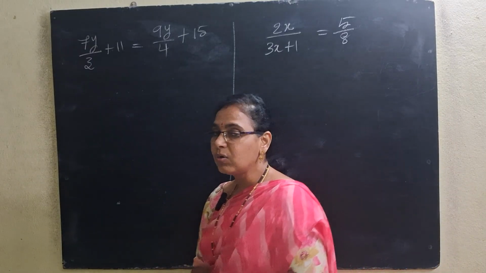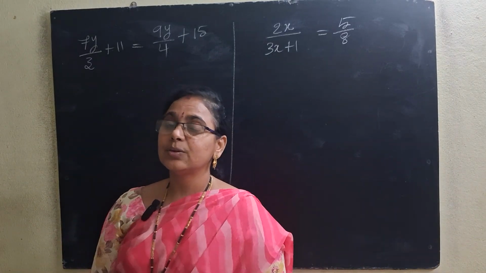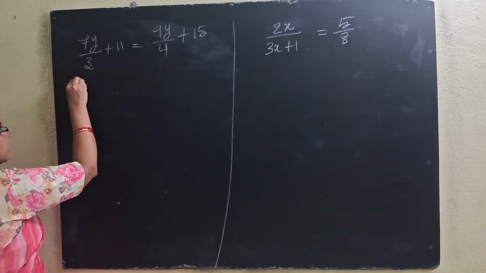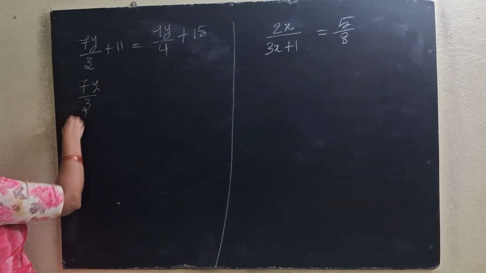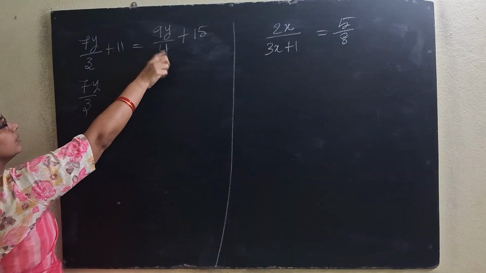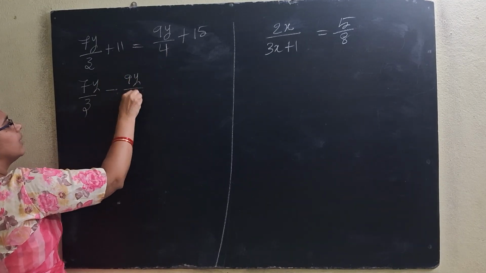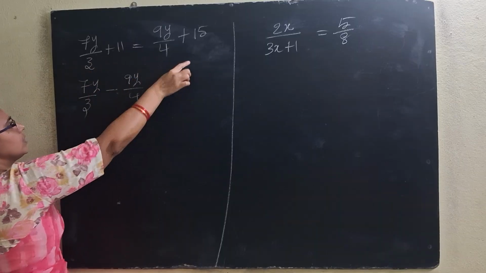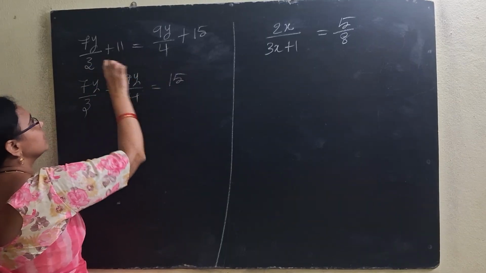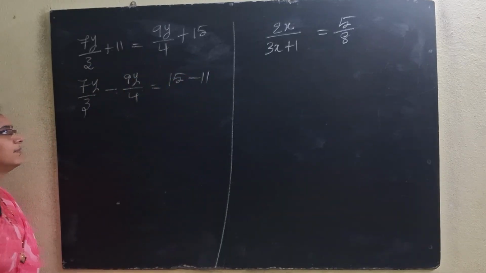Okay, so here how can we start? Variables on one side. What is the variable term here? 7y by 3. What is the variable term? 9y by 4. Transpose this side, minus 9y by 4. So here what is the constant? 15 plus 11, minus 11.